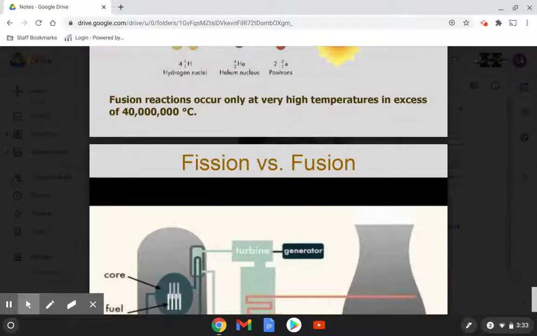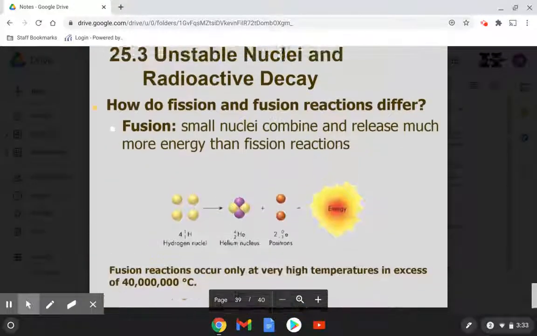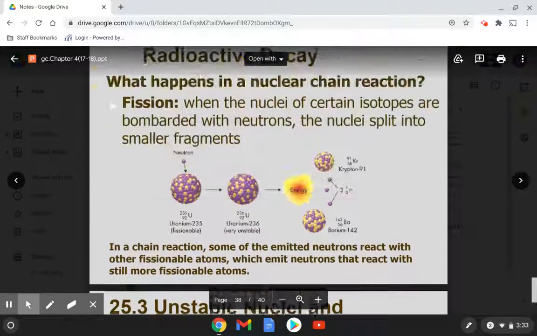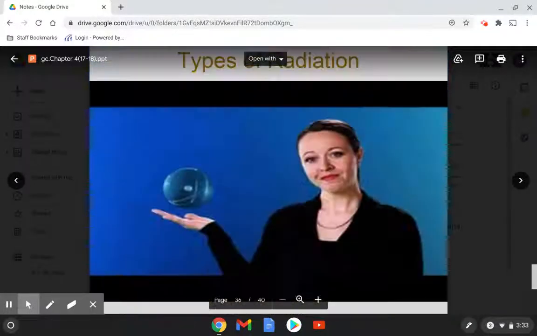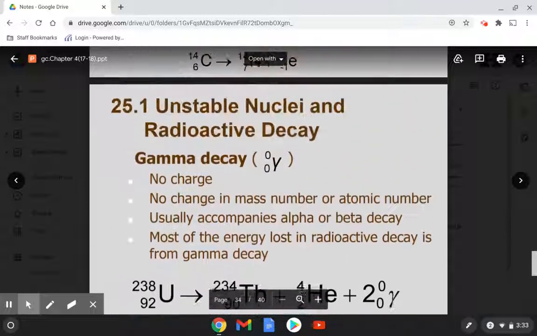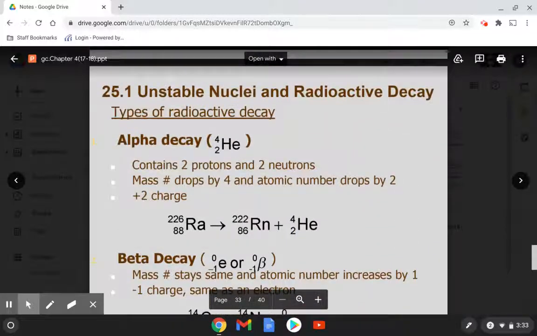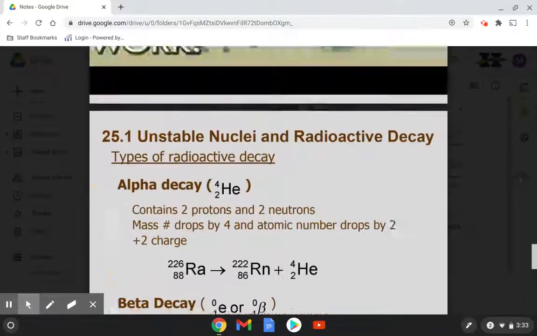And so I'm going to attach some videos on fission versus fusion so that you have a better understanding of what that looks like. But that is radioactive decay and how that looks with isotopes. Again, we talked about alpha, beta, and gamma.